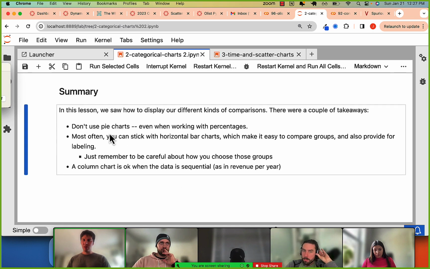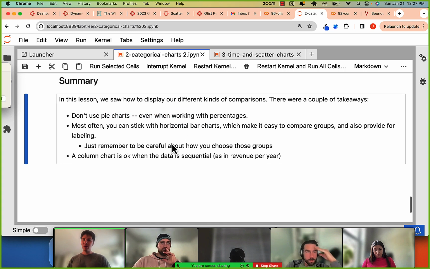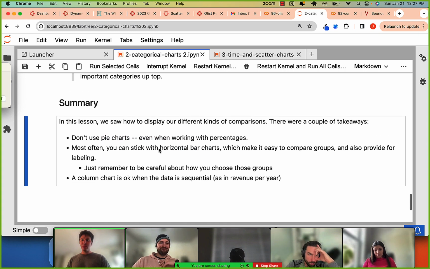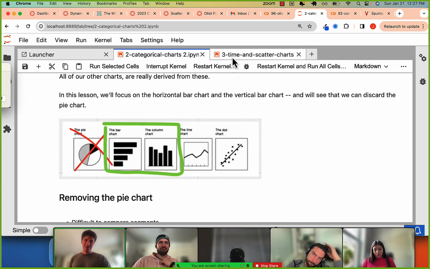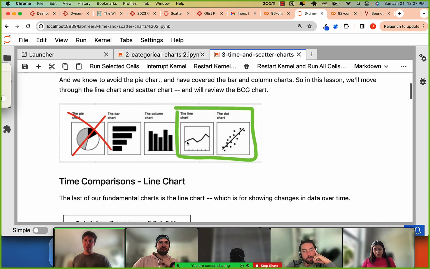So that's the main thing. You lean on horizontal bar charts. Don't use pie charts ever. And then the column chart is good with sequential data. So we covered two of them. The next one is the line chart.